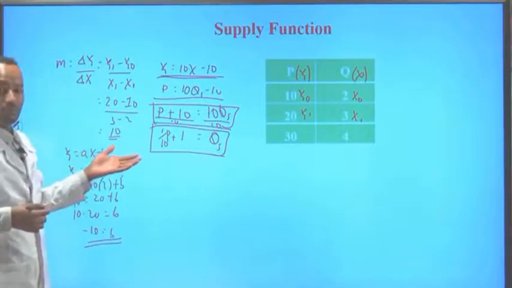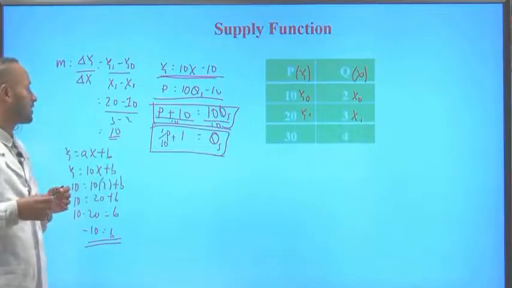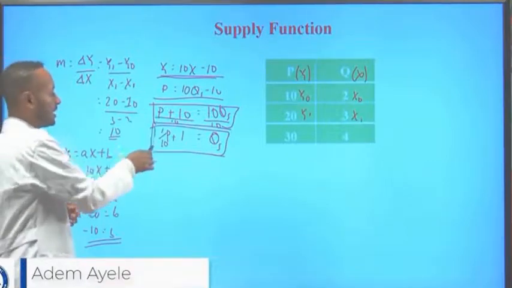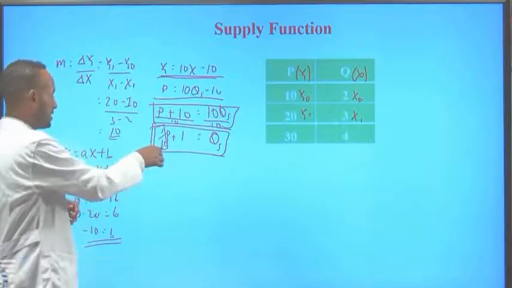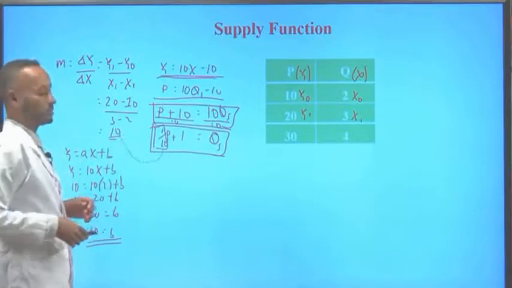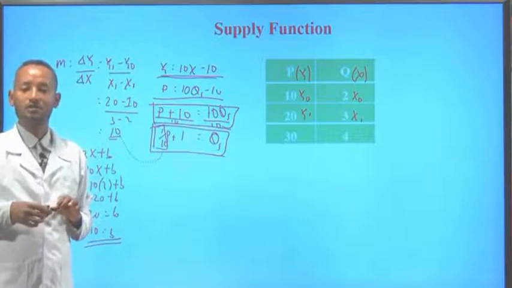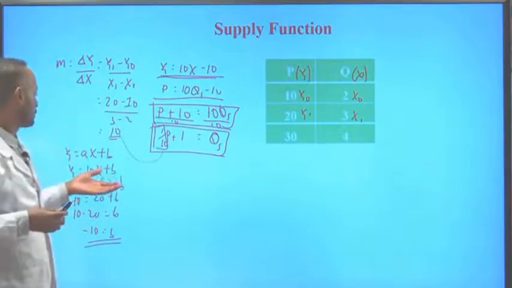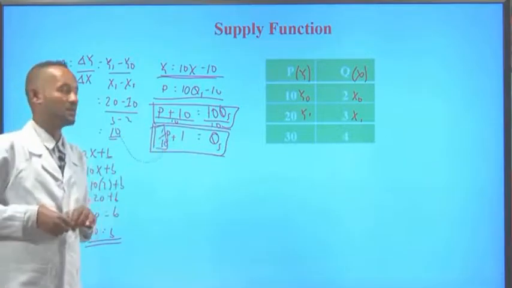Another piece of information, we can identify the slope of the supply function from the given supply function. How? The slope of the supply function is the reciprocal of the coefficient of price. The coefficient of price is 1 over 10, and the reciprocal of 1 over 10 is 10. So it is important information for the calculation of the price elasticity of supply at a point. So we have to identify the slope of the supply function from the given supply function.